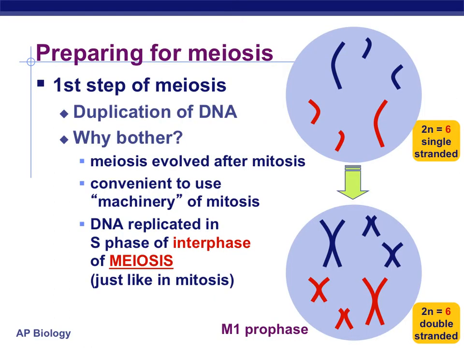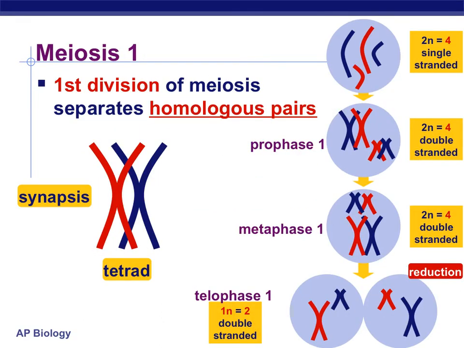The first step of meiosis is, again, duplication of the DNA. And as we just said, because there are going to be 2 divisions this time, we've got to duplicate the DNA so that the accounting is correct with the resulting cells, the daughter cells of meiosis. The first division of meiosis is going to separate the homologous pairs. So when the DNA duplicates itself, you're going to have what is called a tetrad, where you have homologous pairs of chromosomes. Remember, similar but not the same.